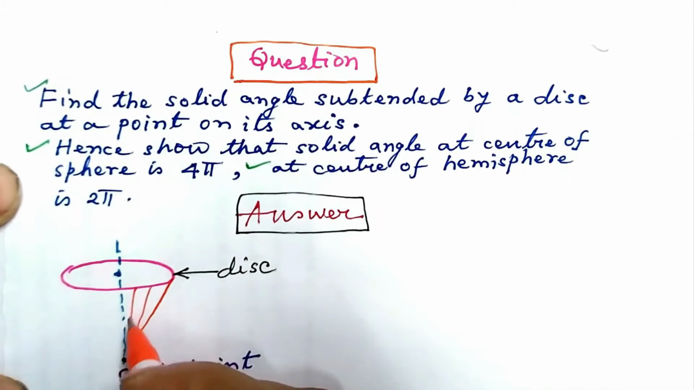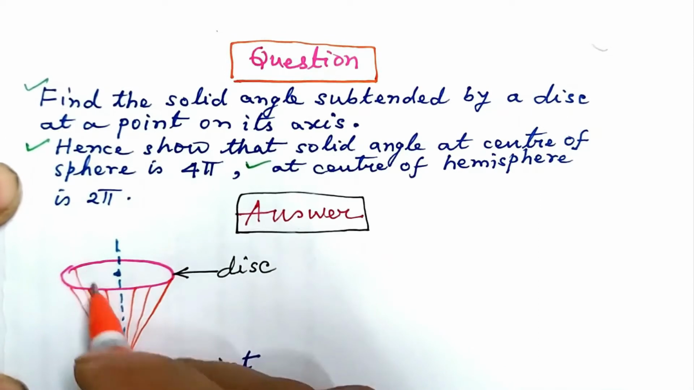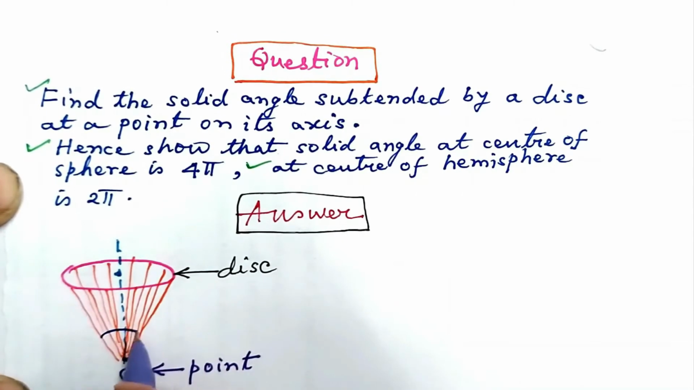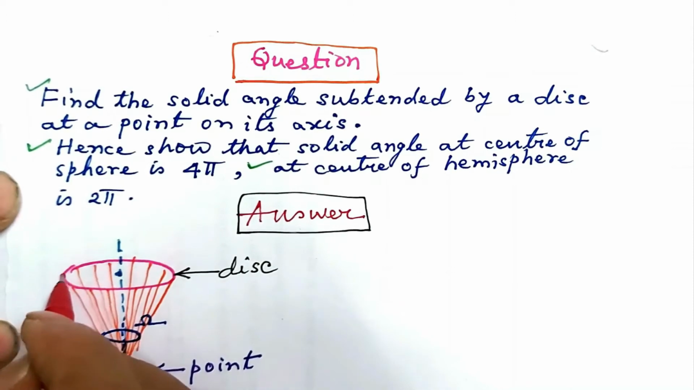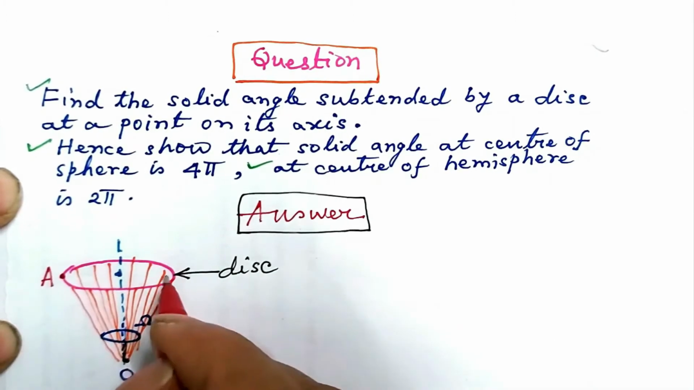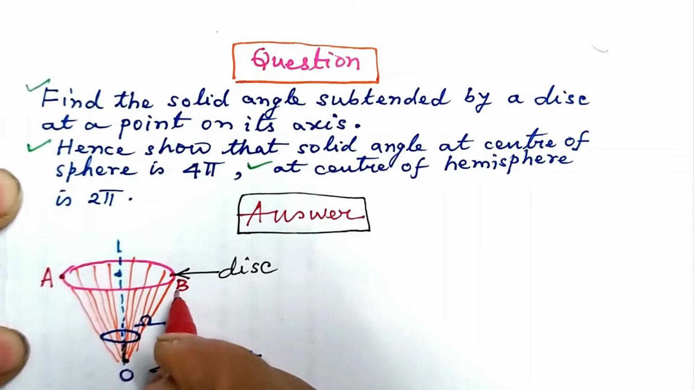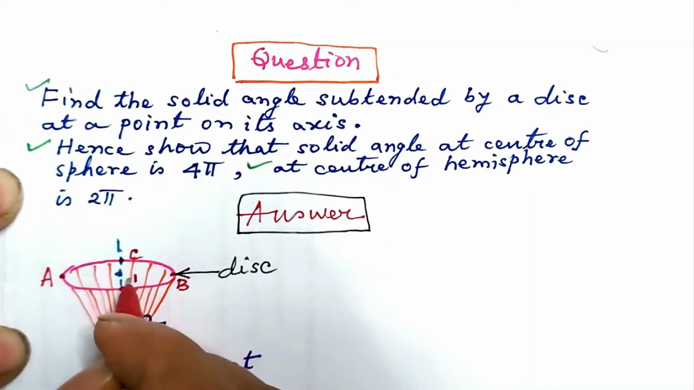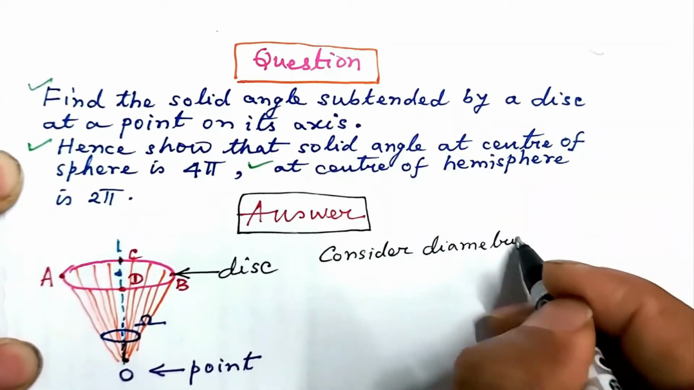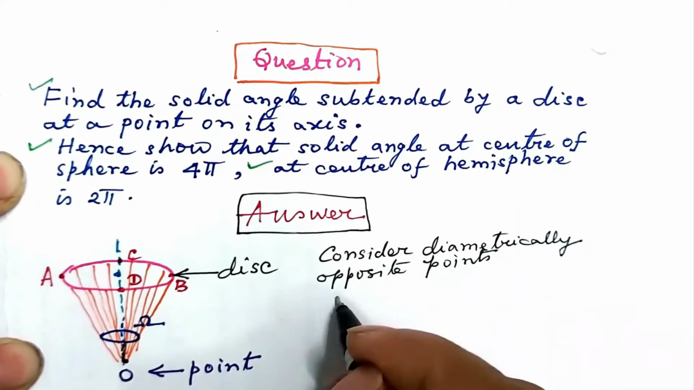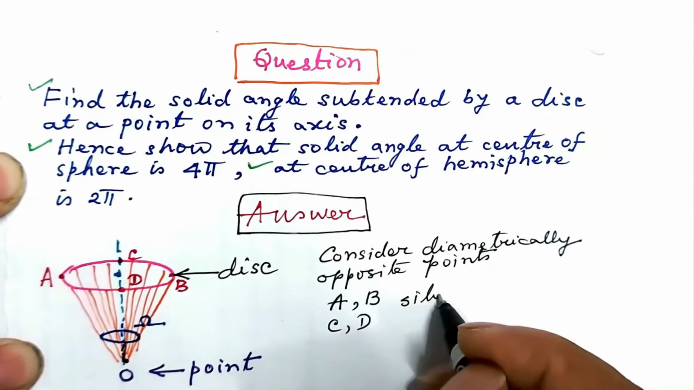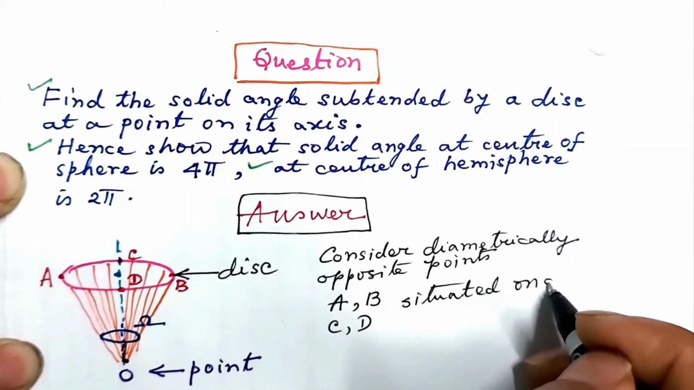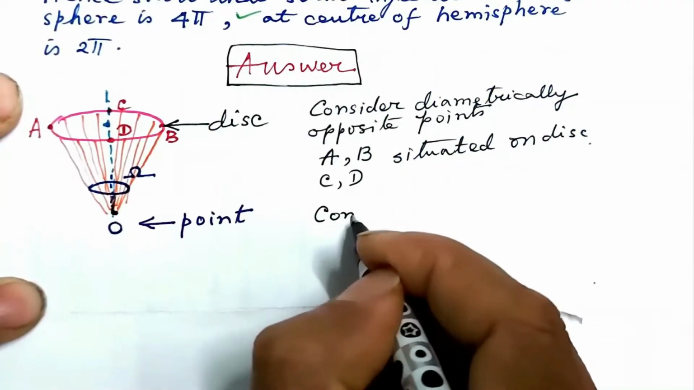Let us join the points of the contour to O and we generate the solid angle omega. Let us name the disk. Say this point is A and the diametrically opposite point is B. Another such pair of points is C and D. Consider diametrically opposite points AB and CD situated on the edge or rim of the disk.